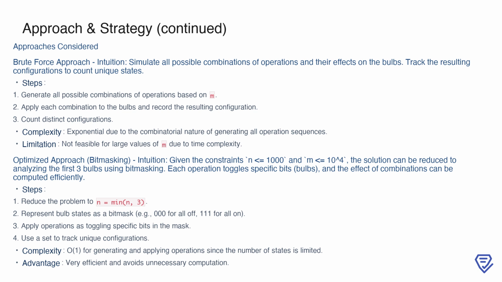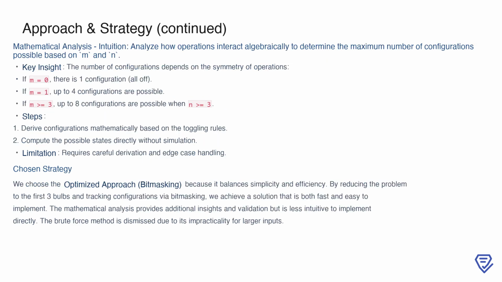Each operation modifies specific bits in the mask, and we use a set to track distinct configurations. This method is highly efficient, as the number of possible states is small, allowing us to compute results in constant time without unnecessary computations. A deeper mathematical analysis provides additional insights into the problem.